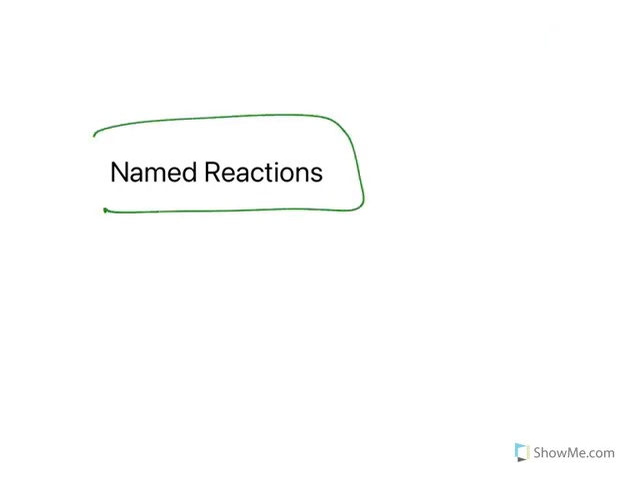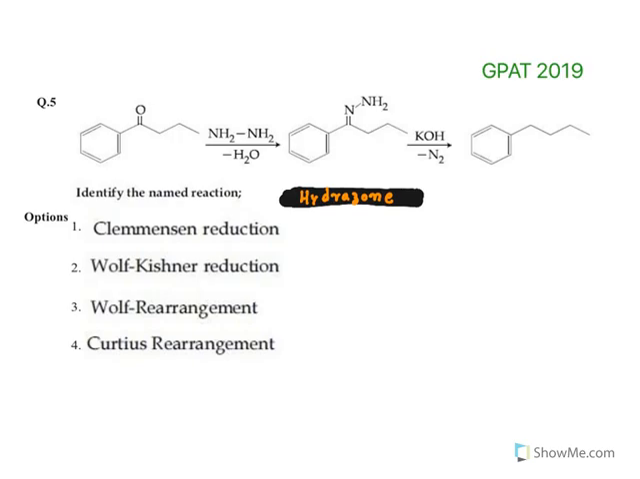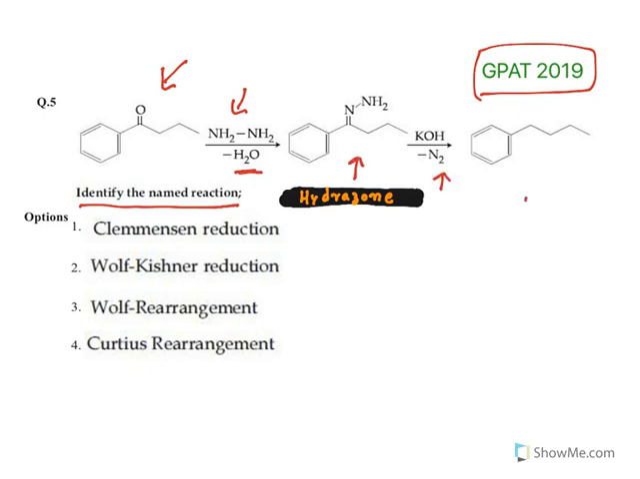Now, the next one is the big thing, named reactions. You have a lot of named reactions in the syllabus. Let me explain a few of them. See, this is from GPAT 2019. Now look at them. Identify the named reaction. You have been given an aryl ketone. This is hydrazine, and hydrazine with removal of water gives hydrazone. In presence of base, this is what happened. So what has happened? Complete reduction. See, oxygen is removed, right?